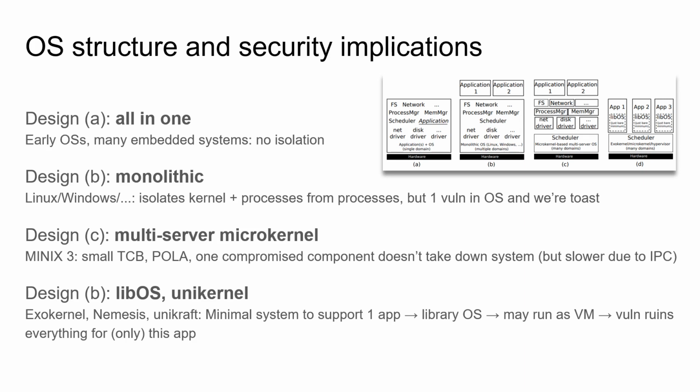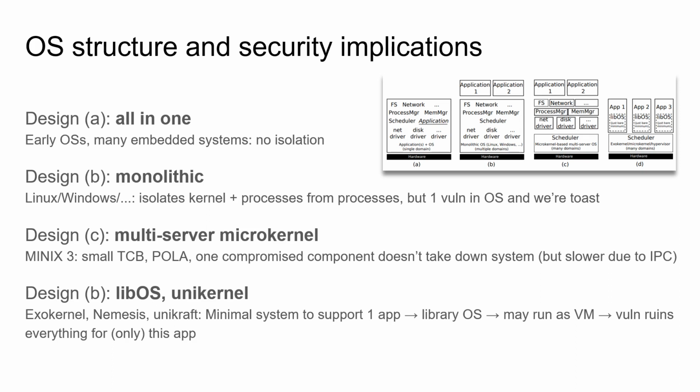In the design that we see in the figure at C, a multi-server microkernel, we have actually partitioned all of the operating system itself in small components. That means that there's much better isolation. If there's a vulnerability in your printer driver, it will not crash the entire system. It will not allow an attacker who is compromising the printer driver to take over the full operating system and so on. So there's much better isolation.